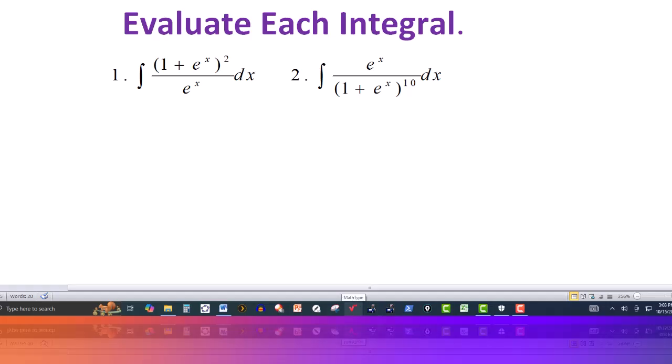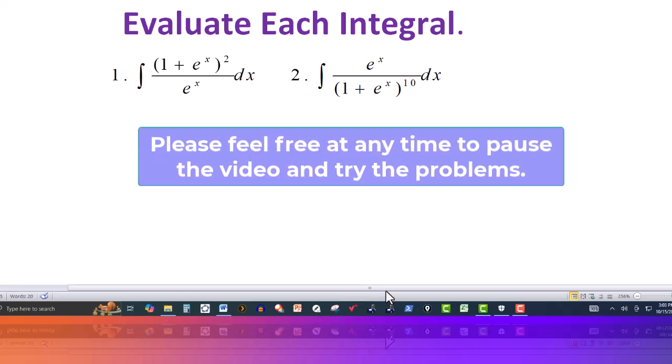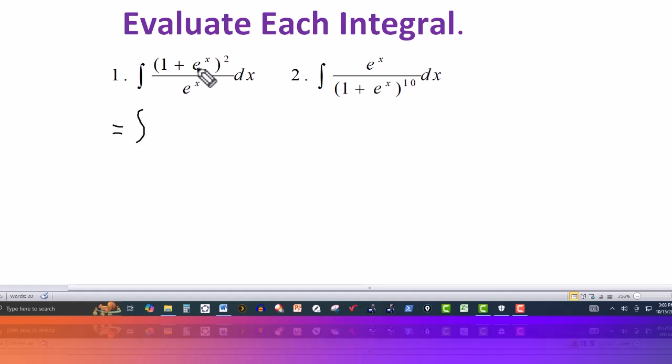In this video, we have two integrals to evaluate. They both involve the exponential e to the x. Now for the first one, probably the best way to do this is just to expand the numerator. We have 1 plus e to the x, quantity squared.